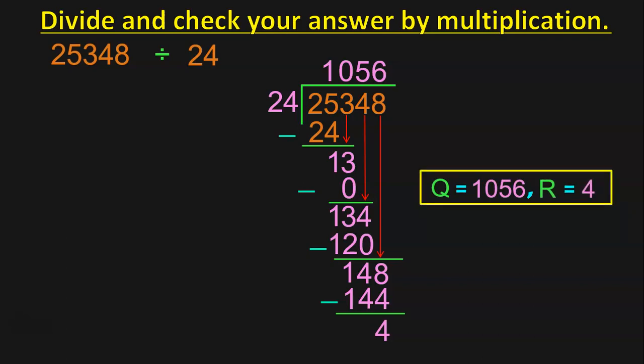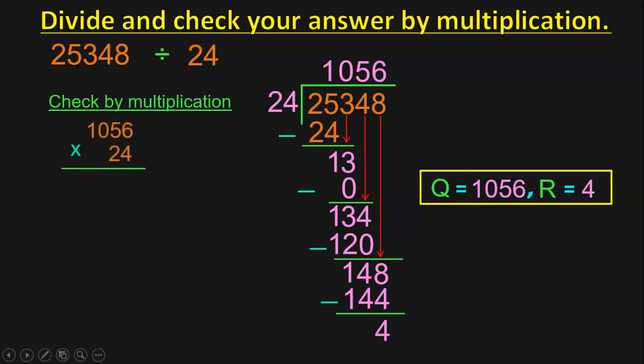We'll have to check the answer by multiplication. What do we have to multiply? We'll have to multiply the quotient 1056 by 24. And what is this 24? 24 is the divisor. Let us multiply from the ones place. 4 into 6 is 24. 4 carry over 2. 4 5s are 20. 20 plus 2 is 22. 2 carry over 2.